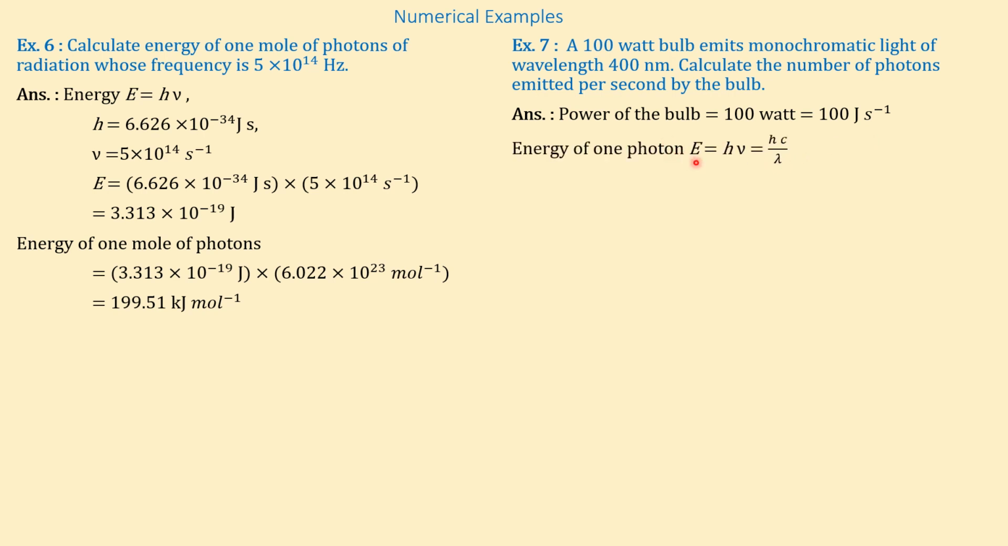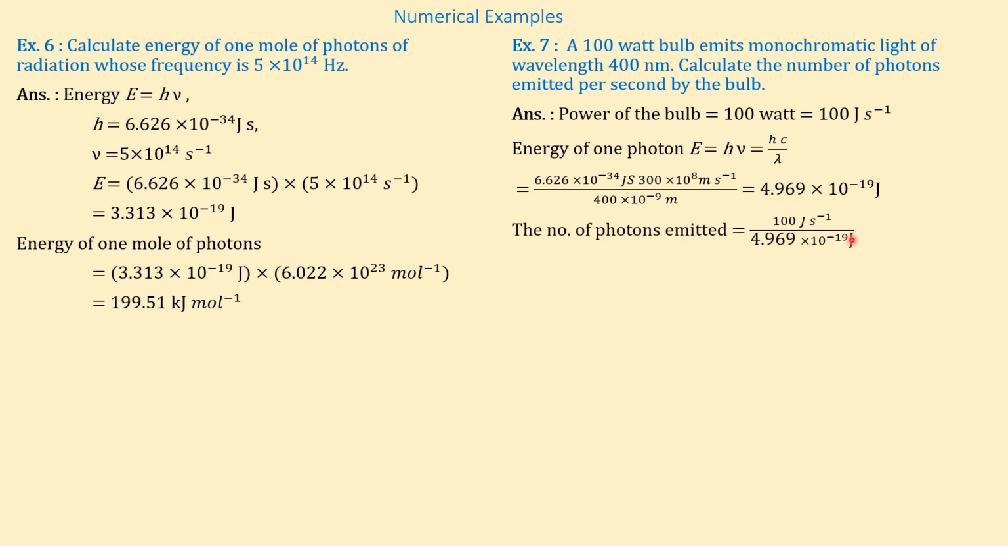Therefore, the energy of a photon is given by the relation E = hν, and ν, the frequency, is c by λ. Substituting the values, we get the energy of one photon equal to 4.969 × 10^-19 joules. So the number of photons emitted is 100 joules per second divided by the energy of one photon. We get 2 × 10^20 per second.